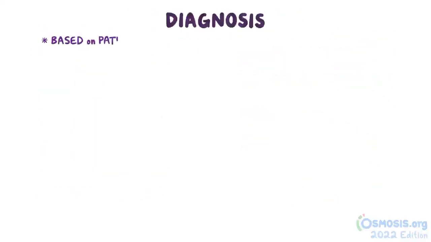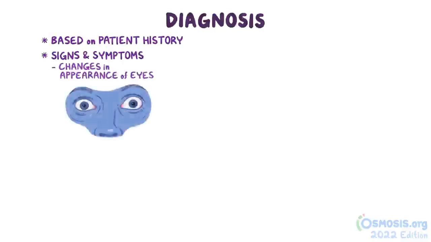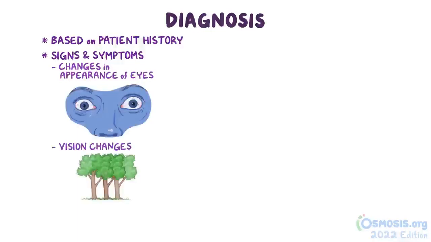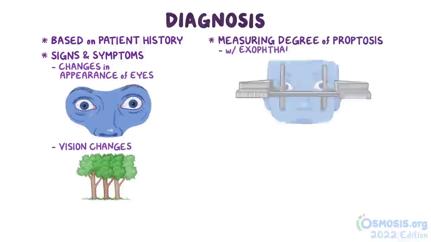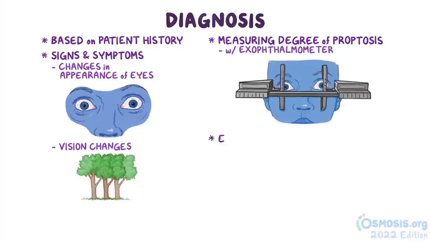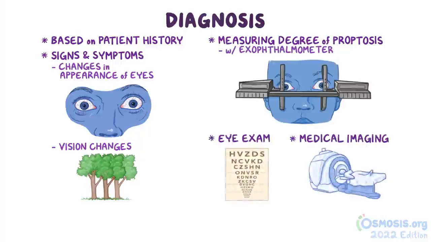Diagnosis is based on patient history and the signs and symptoms of the disease, like changes in the appearance of the eyes and vision changes. Some clinical tests can assess these changes, like measuring the degree of proptosis with a specialized device called an exophthalmometer and having an eye exam. Additionally, medical imaging can also be helpful.